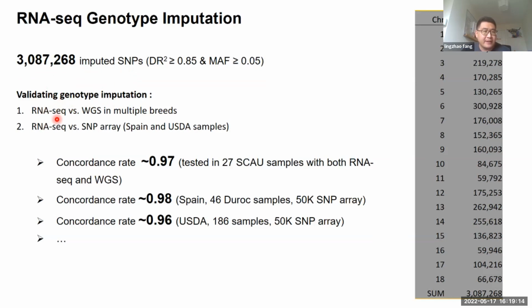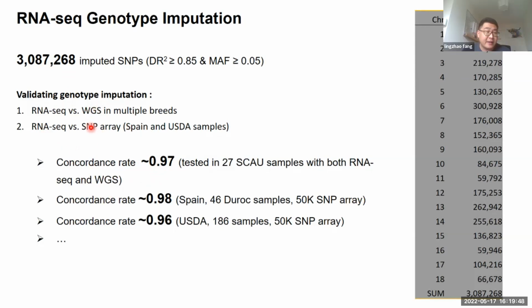The first validation strategy used some individuals, from different breeds, that have both RNA-seq and whole genome sequence data. We imputed the genotypes from RNA-seq only, and compared them with the matched loci directly called from the whole genome sequence data. Then we looked at the concordance rate. The average for these 3 million SNPs is over 0.97.